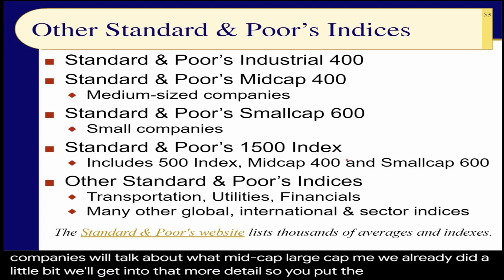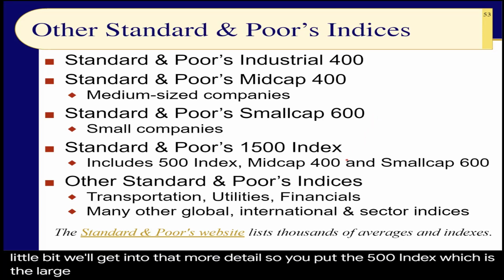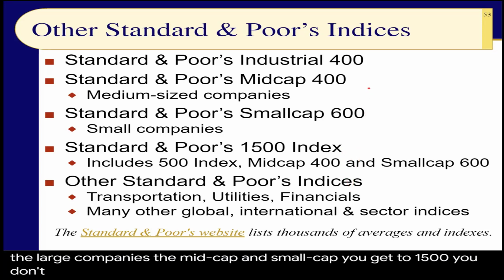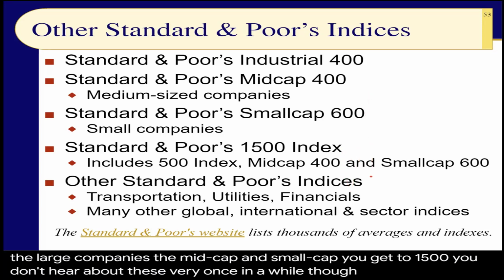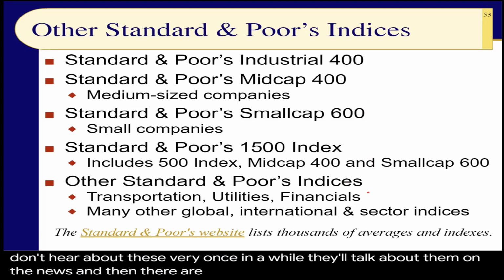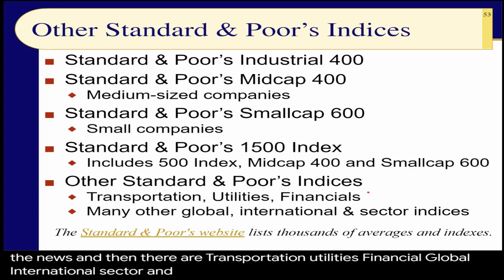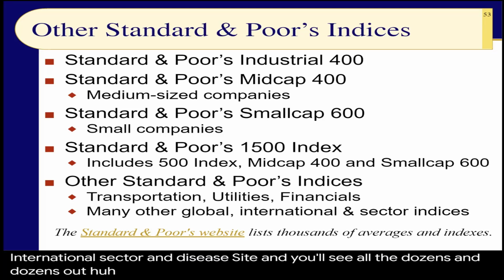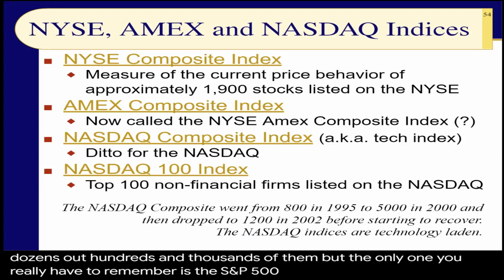So you put the 500 index, which is the large companies, the mid cap, and the small cap, you get to 1,500. You don't hear about these. Every once in a while, they'll talk about them on the news. And then there are transportation, utilities, financial, global, international sector indices. Go to the S&P website, and you'll see all the dozens and dozens, hundreds and thousands of them. But the only one you really have to remember is the S&P 500.